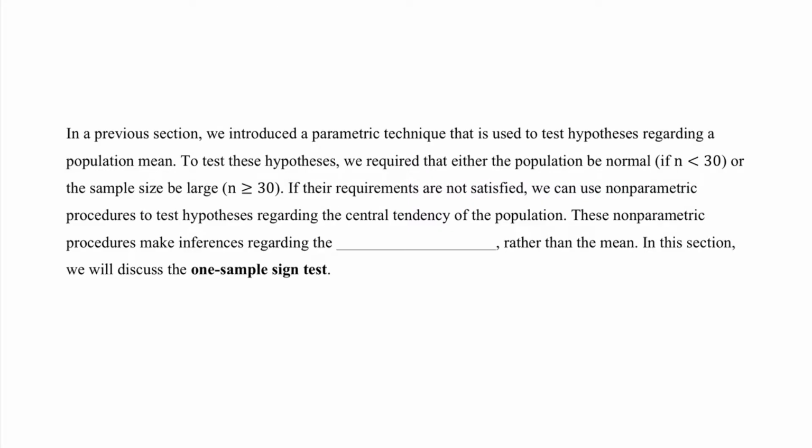Continuing our conversation, we're going to get into some inferences about measures of central tendency. But first, we previously introduced a parametric technique that is used to test hypotheses regarding a population mean. To test these hypotheses, we required that either the population be normal, if we had a small sample size, or the sample size had to be large, greater than or equal to 30. If the requirements are not satisfied, we can use non-parametric procedures to test hypotheses regarding the central tendency of the population. These non-parametric procedures make inferences regarding the median rather than the mean.